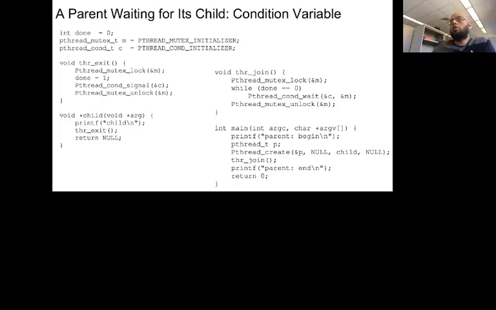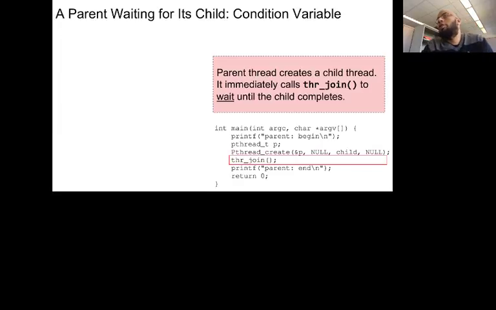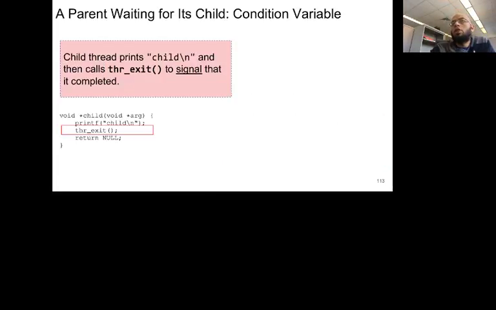Okay, so let us look at the code in more details. First, the parent thread creates a child thread. This is basically exactly the code that we have looked at before. Then the parent calls the join function right after it creates the thread, right? The join method, to wait until the child completes. We'll look at how join is implemented later, but let us basically look at the child itself.